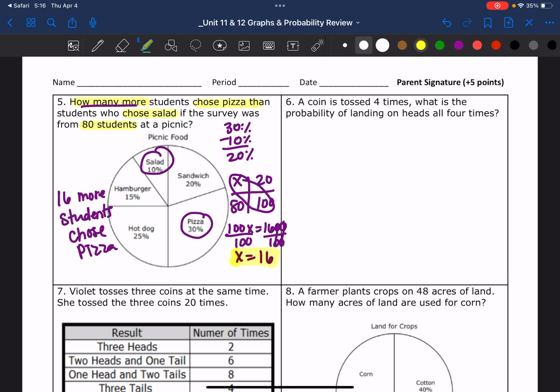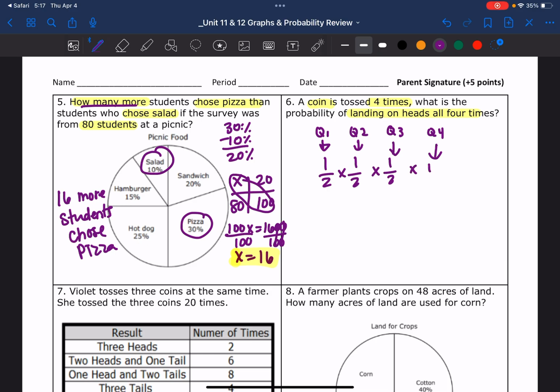A coin is tossed 4 times. Let's look at number 6. A coin is tossed 4 times. What is the probability of landing on heads all 4 times? So there is 4 coins. So what I like to do on this is write coin 1, coin 2, coin 3, coin 4. Coin 1, that is going to be 1/2, because 1 out of 2 chances you will land on heads. Okay, coin 2, 1/2, coin 3, 1/2, coin 4, 1/2.